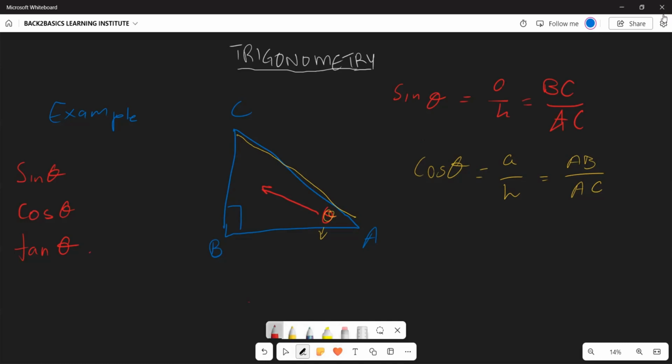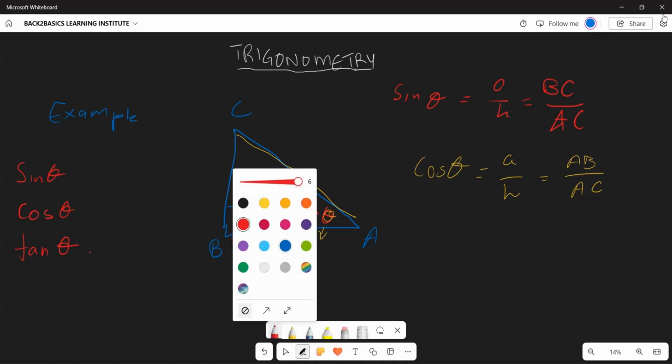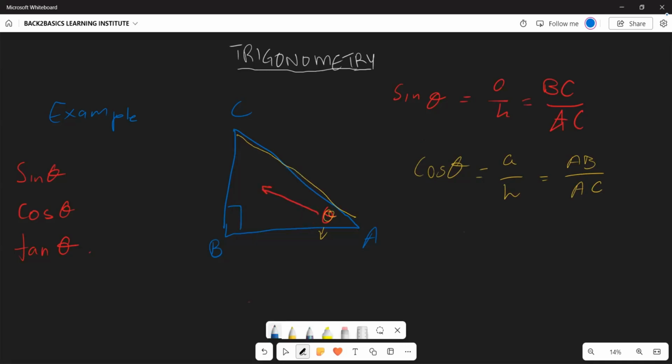Now, let's look at another ratio. Now let's say we want to understand what is going to be the ratio of tan of theta, right? So what is going to be the ratio of tan of theta? Now, in this case, the ratio of tan of theta, remember, we said it's TOA, right? Which means it's opposite over adjacent.